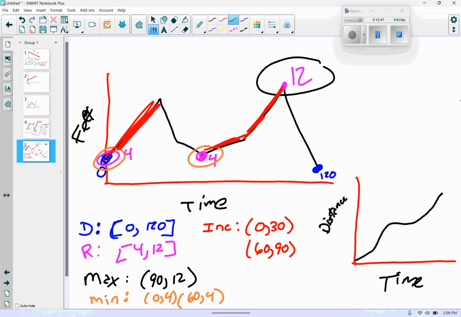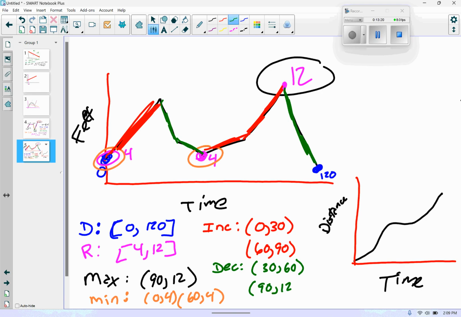Decreasing. So it's decreasing here. And decreasing here. Okay, so that's 30 to 60. And also decreasing from 90 to 120.